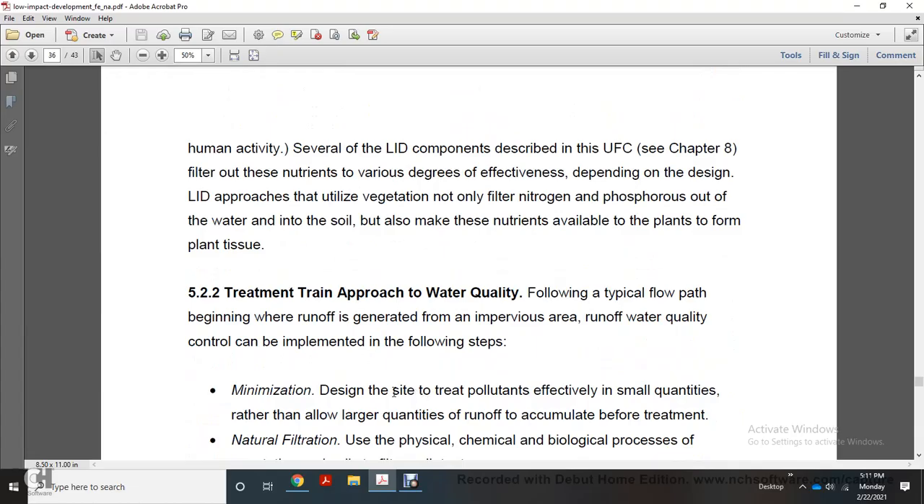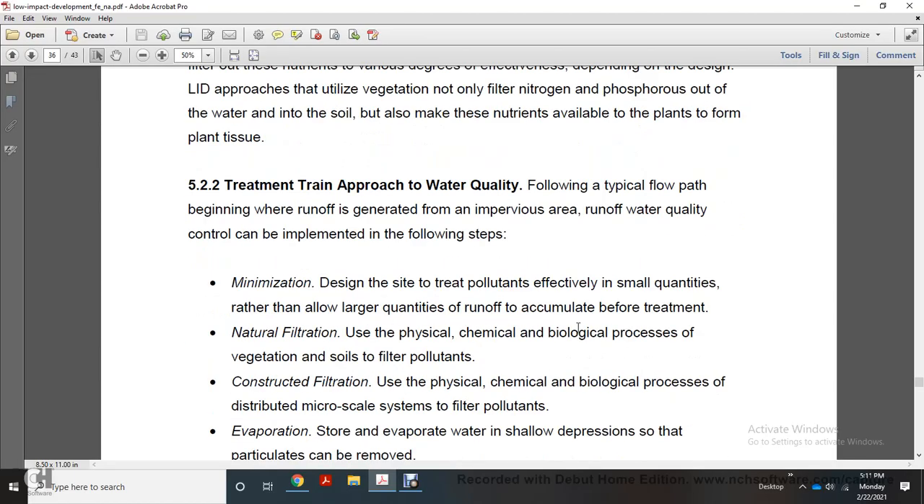A treatment train approach to water quality follows a typical flow path from the beginning of the runoff generation within the site. Runoff water quality can be implemented in the following steps. Minimization: design the site to treat pollutants affecting a small quantity of runoff, rather than a larger quantity accumulated before treatment. Natural filtration: use physical, chemical, and biological properties of vegetation and soil to filter pollutants. Constructed filtration: use physical, chemical, and biological properties of distributed microscale systems to filter pollutants.